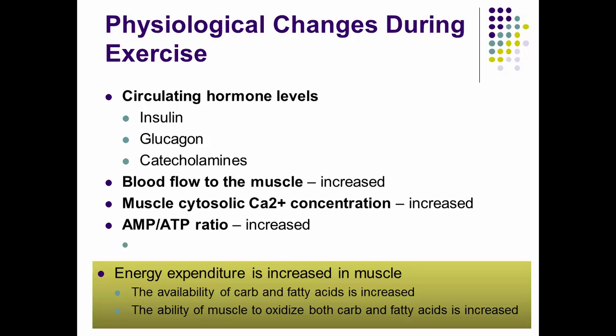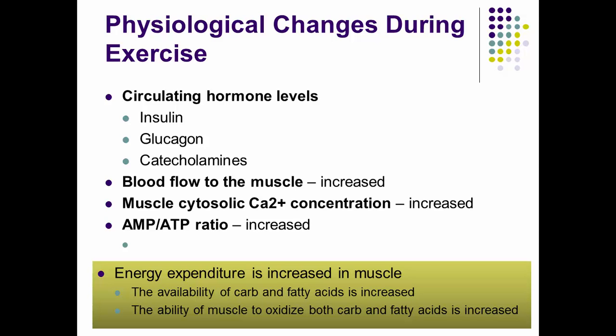Yeah, so I think we pretty much covered this. For the circulating hormone levels, insulin decreases, glucagon increases, and catecholamine levels also increase. And blood flow to muscle should be increased, to allow more oxygen to be delivered from the lung to the muscle for oxidation of the nutrients. And the muscle contraction increases. An important thing is that the AMP to ATP ratio increases, because a lot of ATP is broken down to AMP. So AMP levels increase and ATP levels decrease, causing an increased AMP to ATP ratio.